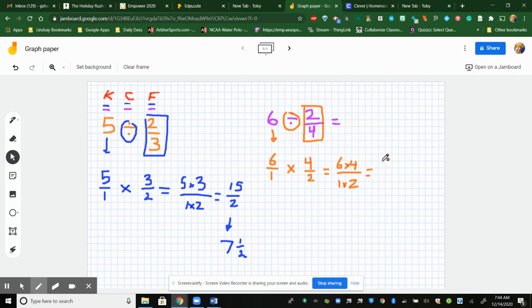And that's going to give us 24 halves. And remember, this is now a division problem. 24 divided by 2. And so 24 divided by 2 is going to be 12. And there's our answer. So anytime you have a fraction problem, you have these videos to refer back to.